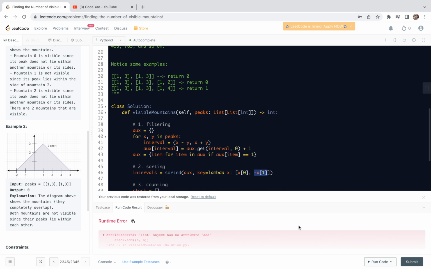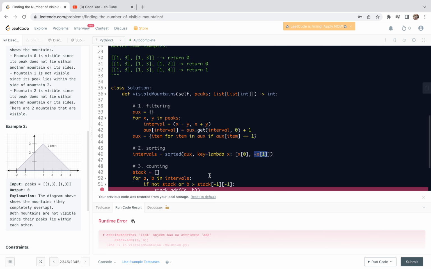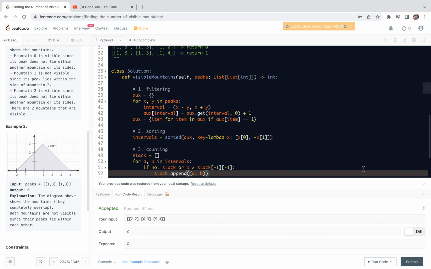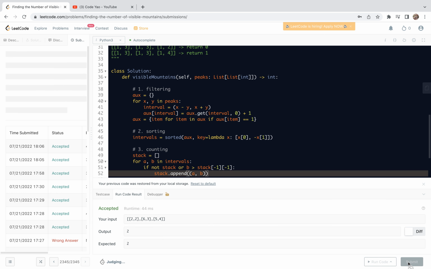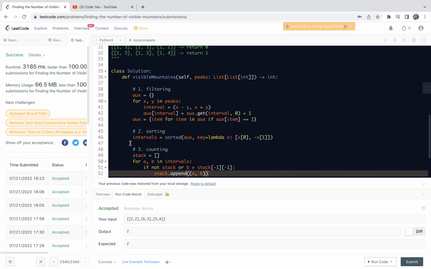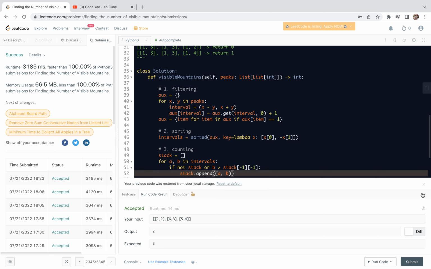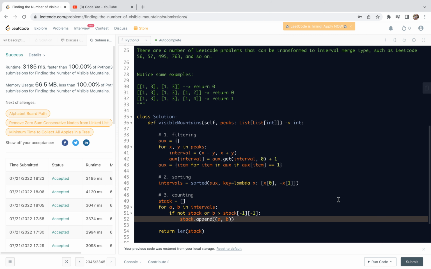With that said, let's do a special case check. List has no attribute add, so let's use append. Yeah, it passes one special case. Now let's look at the generic cases. Yeah, it passes the generic case.